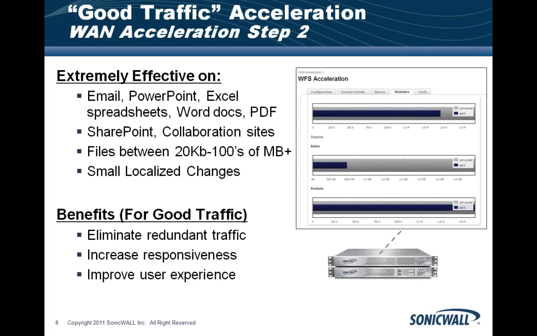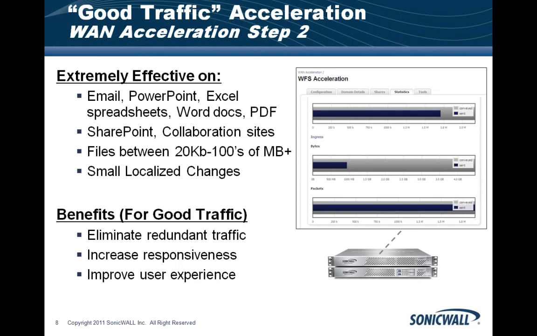When you're using things like collaboration sites, SharePoint, you're sending files back and forth. Traditionally, what ends up happening is that you have small localized file changes. And in most cases, the network will send the entire data stream across. So if you have a 20 meg file and you make one small change to it, you remove a slide or add a slide, that entire 20 meg file will be sent across the network.